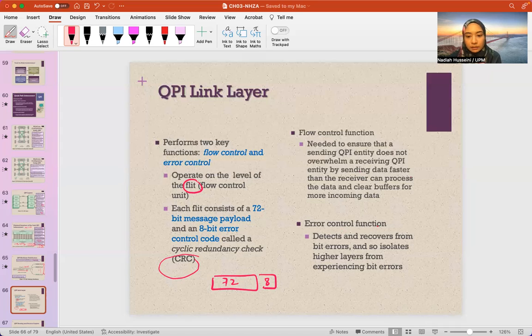And then the error control function detects and recovers from bit errors and isolates higher layers from experiencing bit errors. So if there were an offset, that offset would appear in the error code and would not affect the payload. The payload is not affected. So the higher levels, such as the protocol, will not be affected by an error in the lower level. Just remember that the QPI link layer functions to do these things.